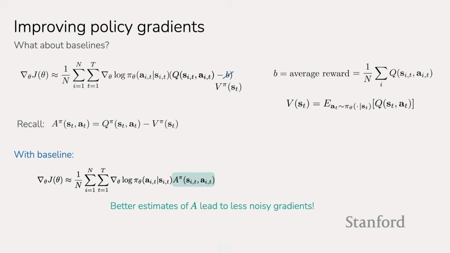Cool. And another way to think about this is that better estimates of this advantage function will lead to less noisy gradients. And if we knew the true advantage function, then we would be able to get a very, very good gradient. Unfortunately, we don't know the true advantage function. And so the next question that we'll talk about over the next several slides is how can we estimate the advantage function?